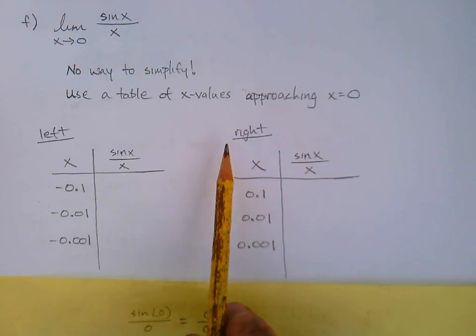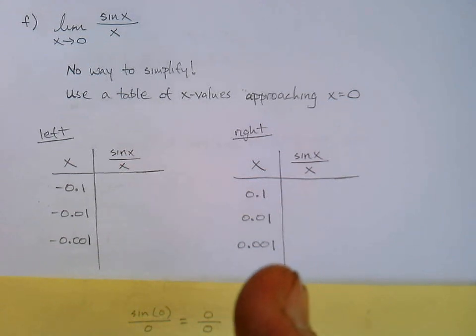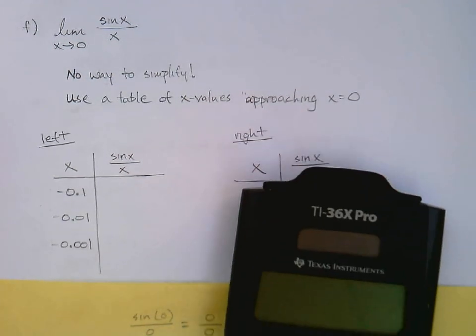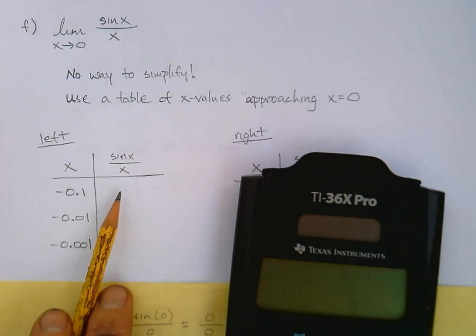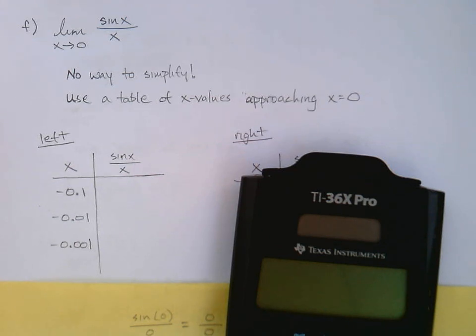Same idea on the right side. We're moving closer to 0, but now we've got the positive versions, 0.1, 0.01, 0.001. So we start a little bit to the right, and then we pull it back in close. At this point, grab a calculator. I've got mine here. I'm going to calculate the values of sine x over x for each of these, and we're going to see how it's moving as we approach 0.